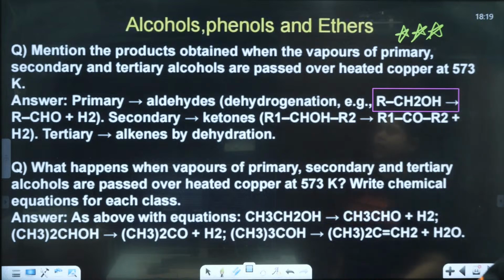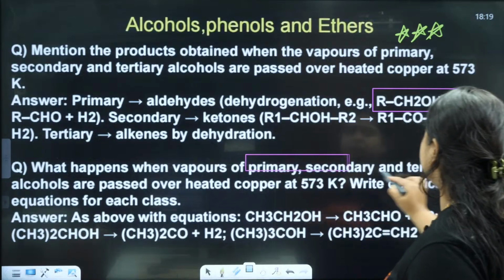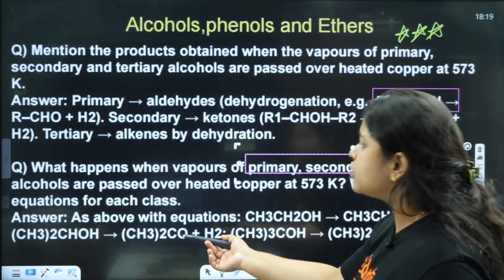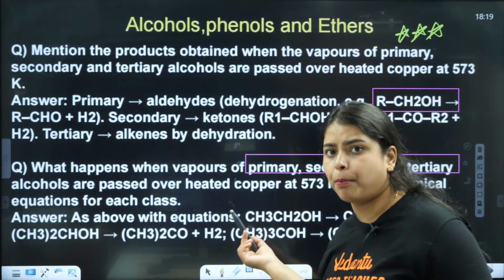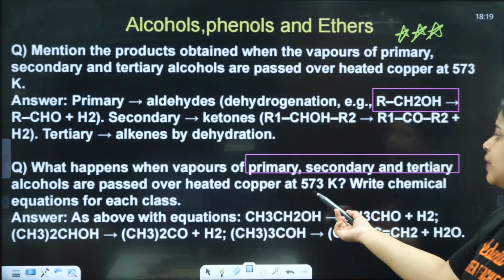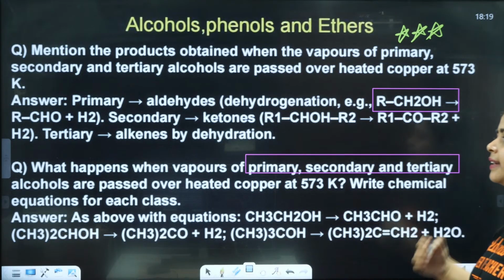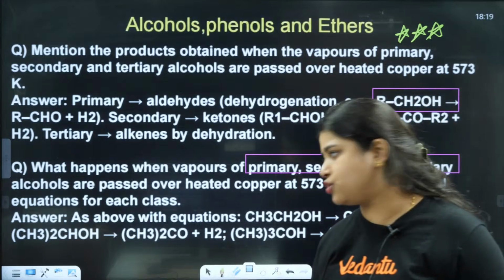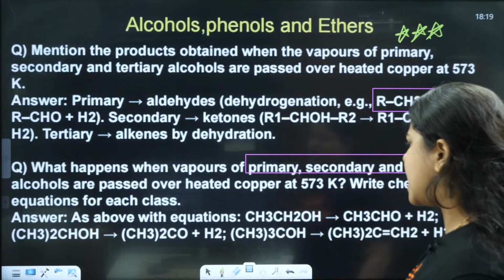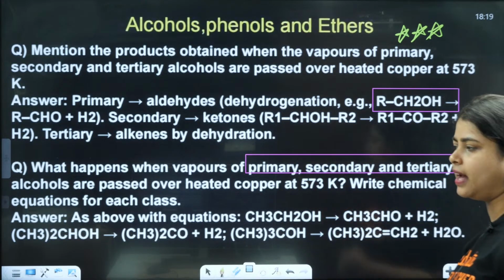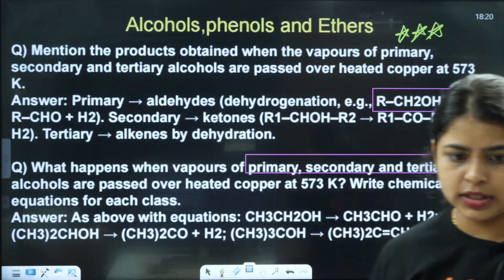Next question, what happens when the vapors of primary, secondary and tertiary alcohols are passed over heated copper at 573 Kelvin? Write the chemical equation for each one. Okay, for each class. As per the above equation, we can write the equations in this way.